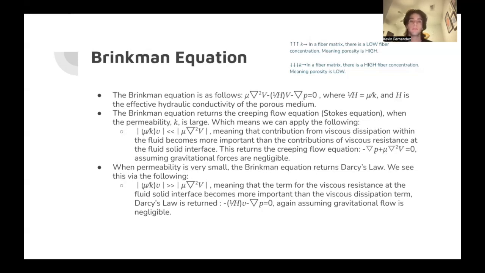Okay, so just to begin, the Brinkman equation I have written here on the slide is mu times the Laplacian of velocity, minus 1 over h times v, minus the pressure gradient, equals zero. Where h is the effective hydraulic conductivity of the porous medium, and where this 1 over h term is equal to mu over k, where k is the permeability.